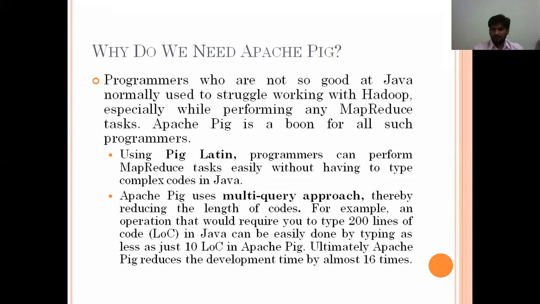Apache Pig uses a multi-query approach, thereby reducing the length of code. For example, an operation which requires you to type 200 lines of code (LOC) in Java can be done by typing just 10 lines in Apache Pig. See how easy an interface Pig Latin is providing for these users. Ultimately, Apache Pig reduces development time by almost 16 times. So for an operation where we need to write 200 lines in Java, we can write the same in Pig with 10 lines itself. That is the use of Apache Pig.